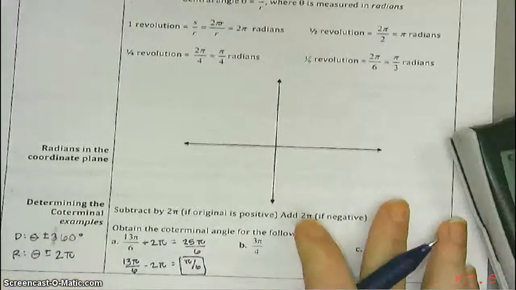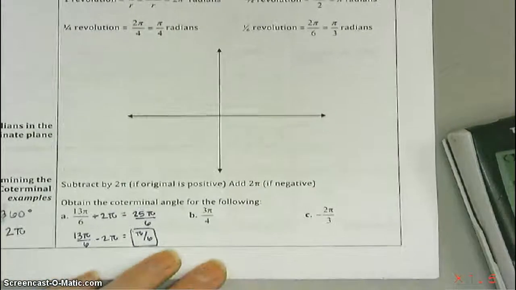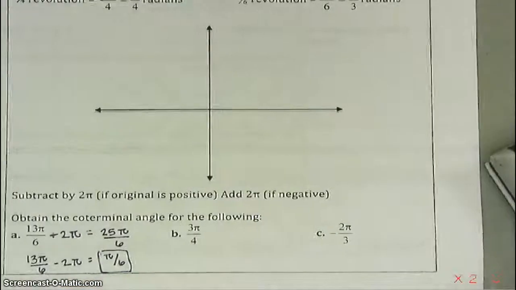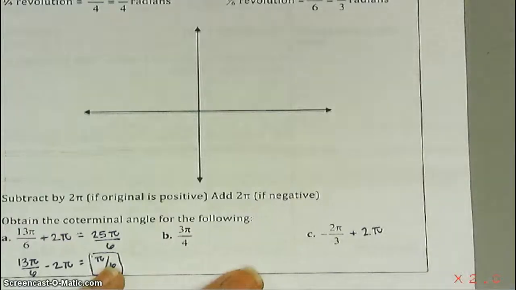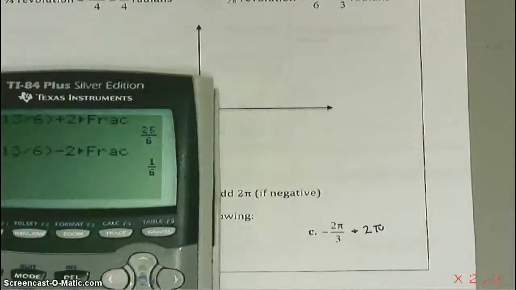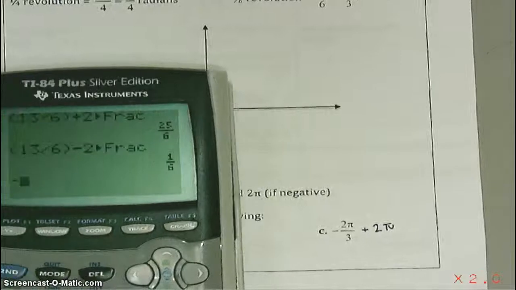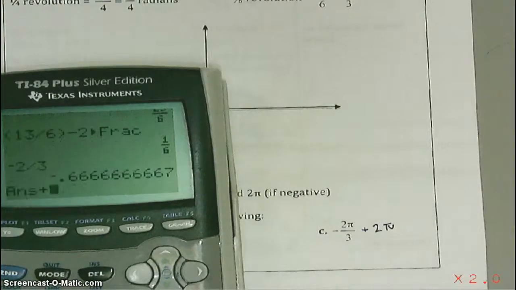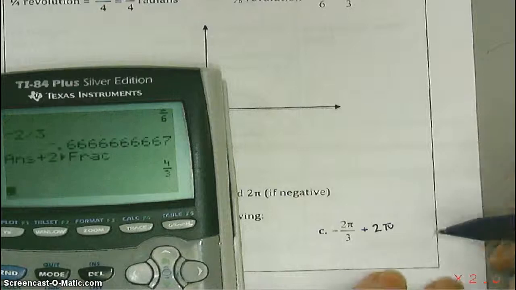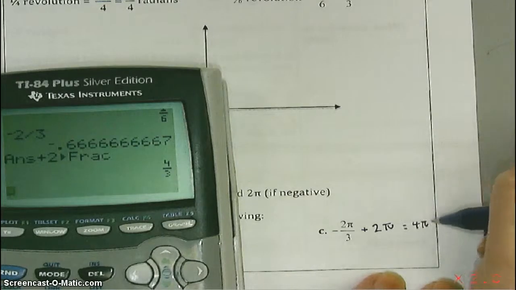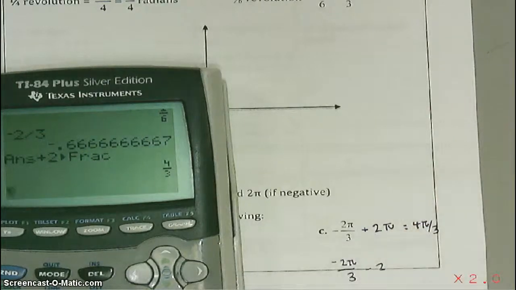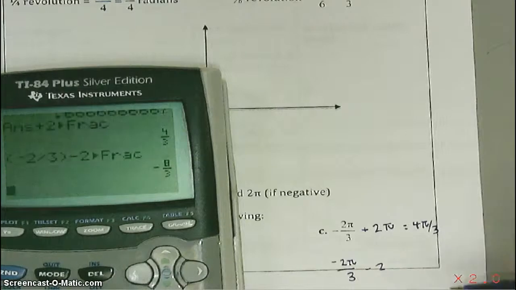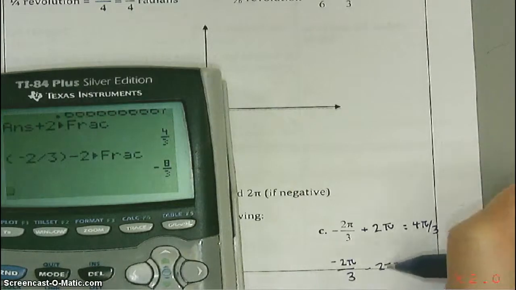The same goes if the beginning angle is negative. To find the positive, you can add 2 pi. So in your calculator, you would do negative 2/3 plus 2. So the positive coterminal angle would be 4 pi over 3. And the negative would just be negative 2/3 minus 2, make that a fraction. And that would be negative 8 pi over 3. Forgot my pi.